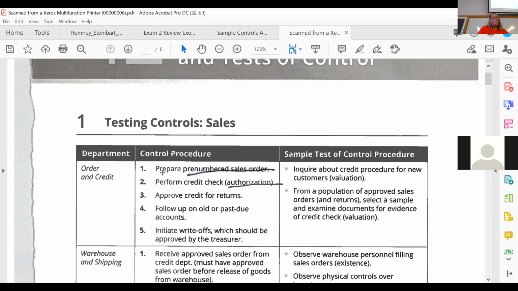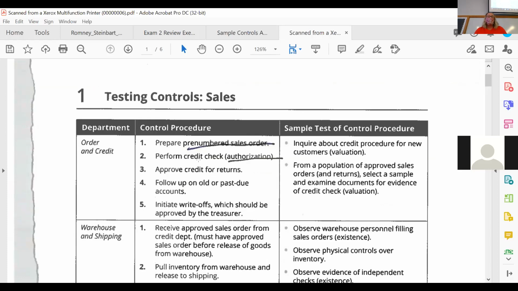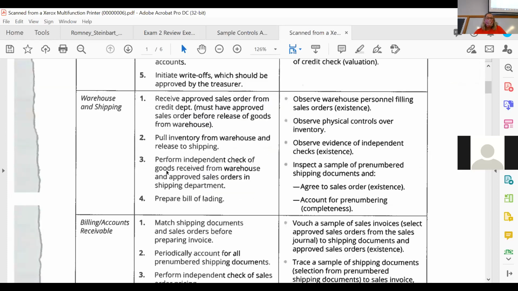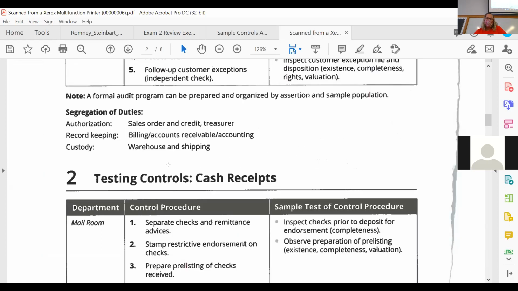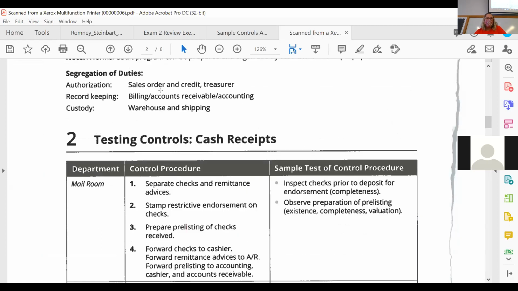So here we've got the ordering process, and some of these we've talked about. These are big ones that we've talked about in class: the pre-numbering, so that you can make sure everything is in place, the credit checks, specifically the authorizations, and then it goes on for each of the different processes. And then there's the sale.